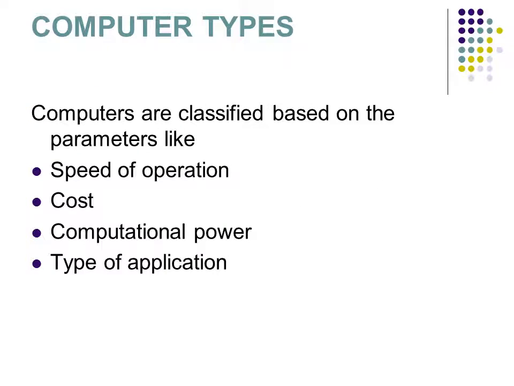And we have different types of computers, and these computers are classified based on parameters like speed of operation, cost, computational power and type of application. Depending upon these parameters we have different types of computers.